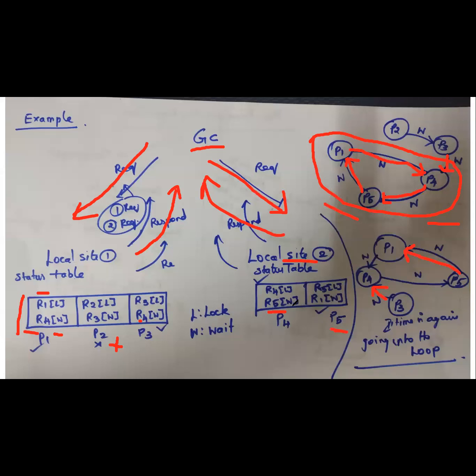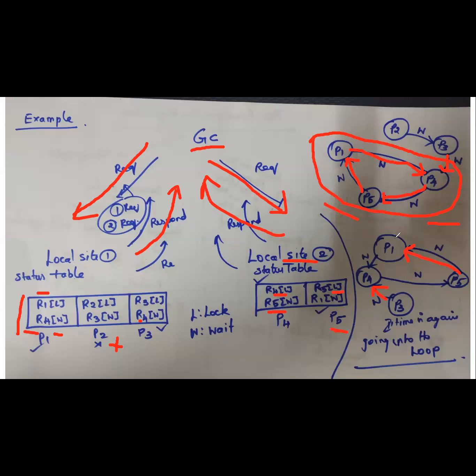Correct? So P5, P4 is waiting. Why are we bringing this one? P1 is waiting for R4, and R4 is locked by P4. So there is a link between these two. Then P4 is waiting for P5. What do you mean by that? P4 is waiting for R5, I'm sorry, where R5 is locked by P5.